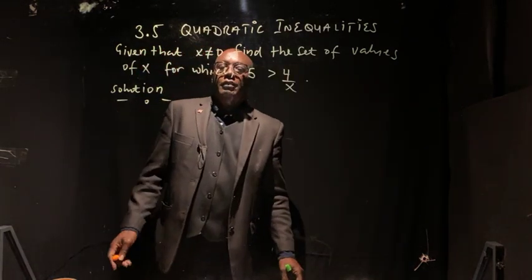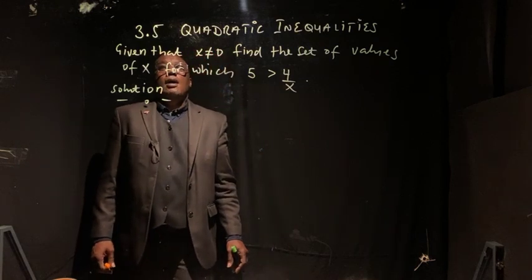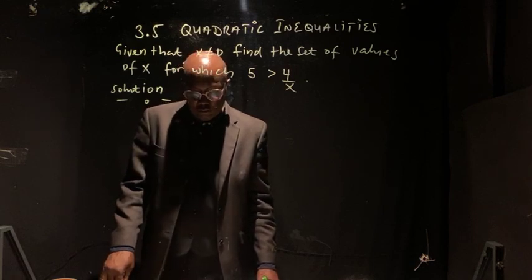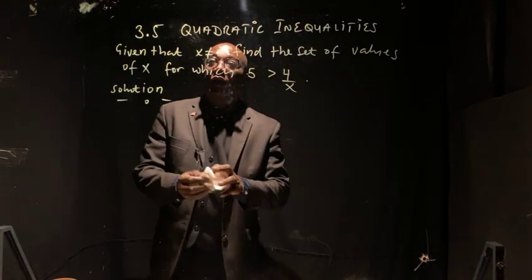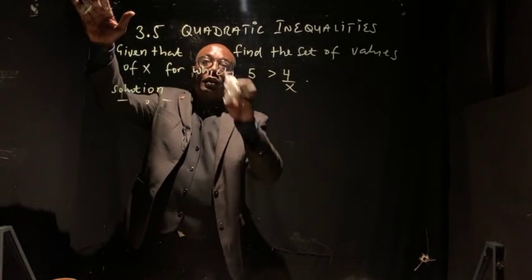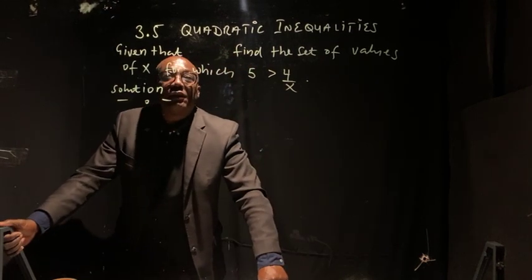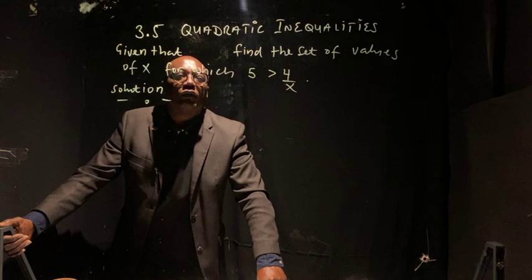Okay, welcome back again. This is another question that says that given that x is not equal to 0, in this question specifically, solve the set of values of x for which 5 is greater than 4 over x.